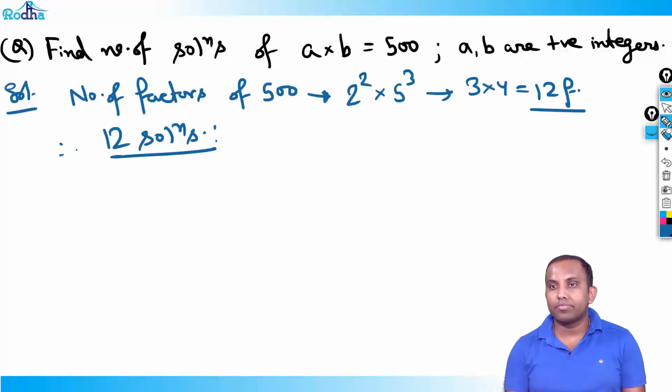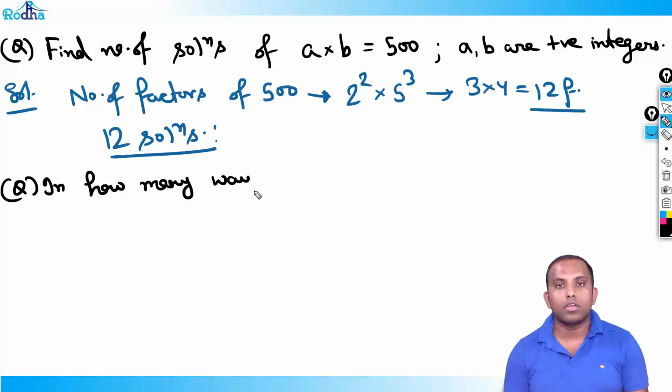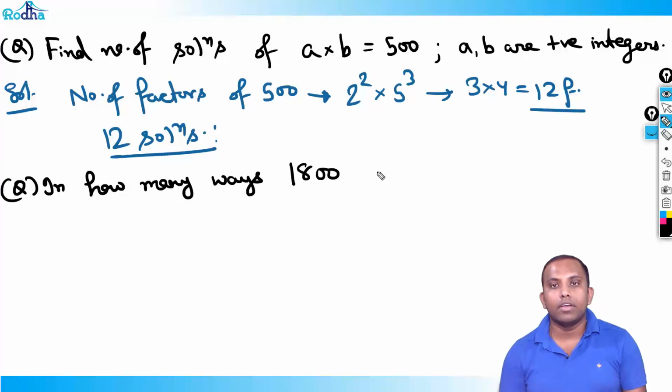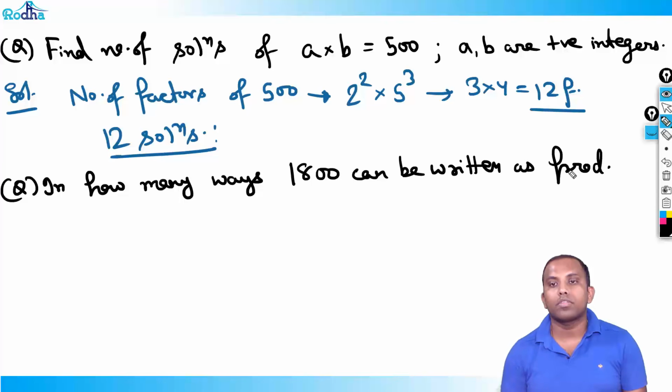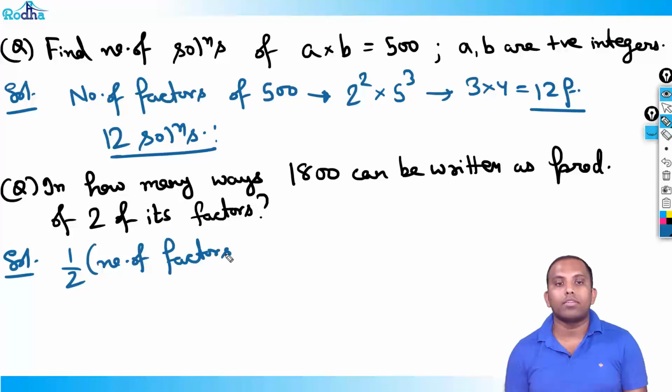Let me give you one more question. In how many ways can 1800 be written as product of two of its factors, right? So what is the answer here? Since 1800 is a non-perfect square, what is the answer in this case? Half the number of factors. Simply half the number of factors, right?